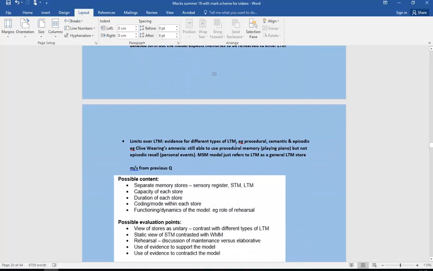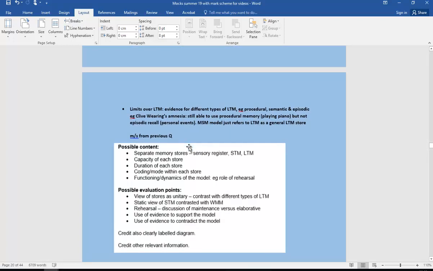For example, there are different types of long-term memory. We know we have procedural, semantic and episodic memory. We know that because of people like Clive Wearing, the case study with his amnesia. He was still able to use procedural memory, in other words playing the piano, but he didn't have episodic recall, memory for personal events. The multi-store model just refers to long-term memory as a general long-term store. It doesn't go into the detail of the different types. So there are plenty of evaluative points there.